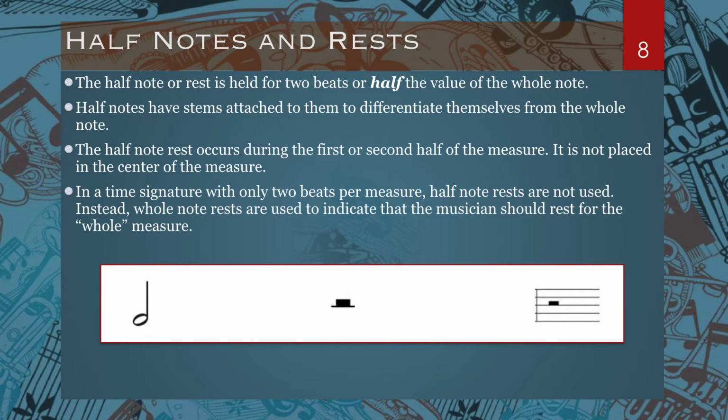So just know that if you have a 2/4 time signature, you won't use a half rest, you'll use a whole rest if you're going to indicate that for the entire measure, the musician should remain silent. And while that may sound confusing, when you're reading music, it should be pretty clear that you're just resting for the whole measure. And then if you're using the proper time signature, you just know that you're resting for 2 beats.